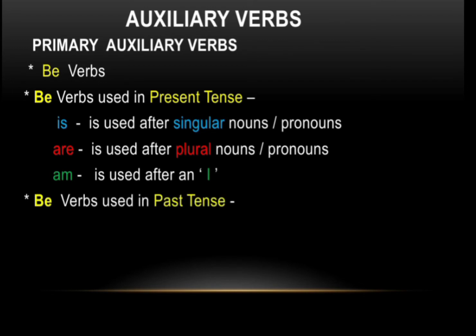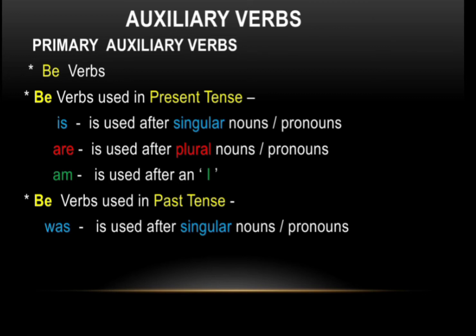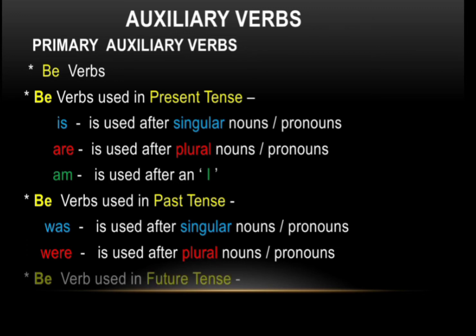Be verbs used in past tense. Was is used after singular nouns and pronouns. Were is used after plural nouns and pronouns. So the be verbs used in the past tense are was and were.